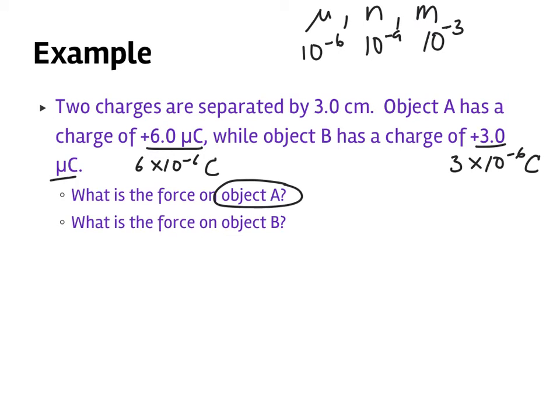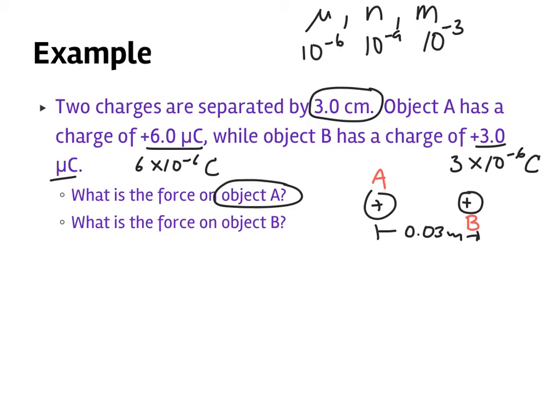So if I were to draw a picture, I have object A here, which is positively charged, and object B, which is also positively charged. I drew B a little bit smaller because, it doesn't really matter, but it shows the amount of charge is about half of what object A is. And they're separated by a distance of 3 centimeters. I don't like 3 centimeters, so I'm going to convert that to 0.03 meters. And I want to know what's the force going on between them.